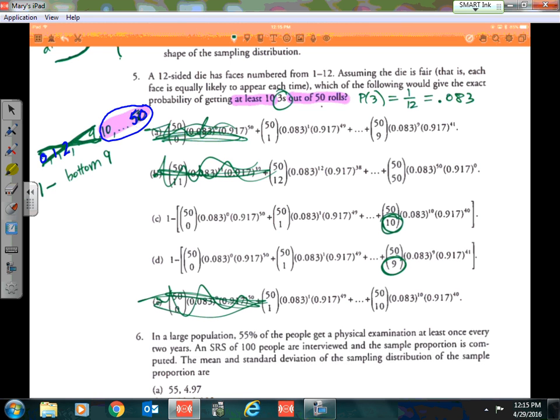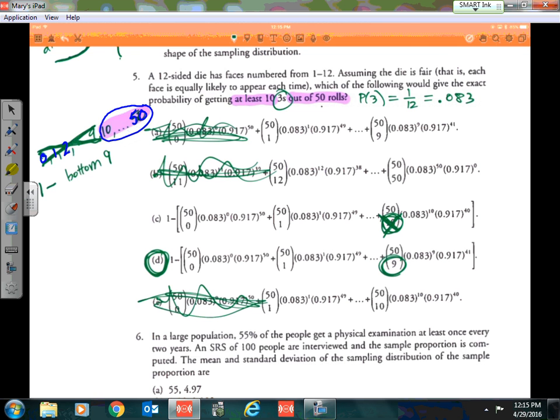One goes to 10 and one goes to 9. Which one do we want to take off? We want to take off the bottom 9 because I want 10 and up. So therefore my answer is D. C takes off too many.